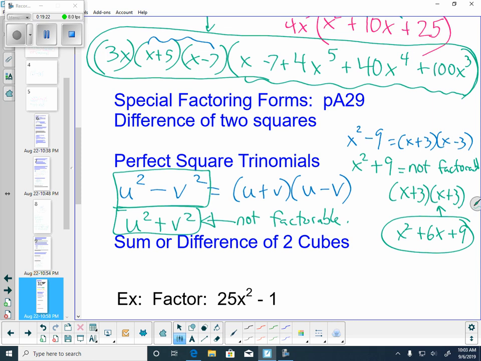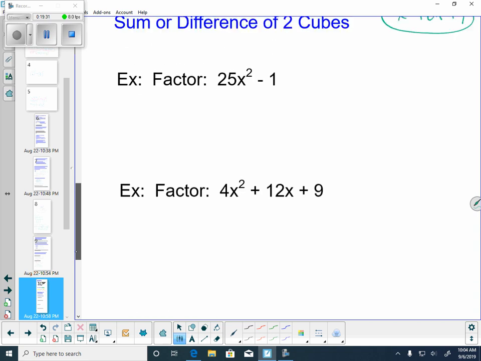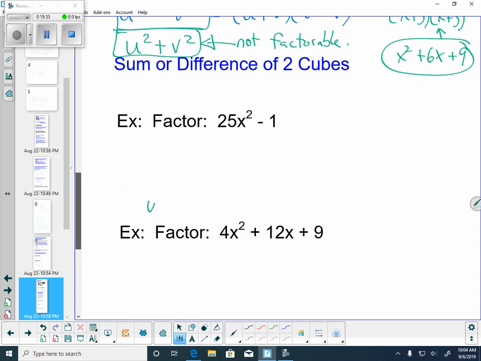What else do they have on here? They have factoring forms for perfect square trinomials. So for example, if I want to factor u squared plus 2uv plus v squared, if I have something in this form, it will factor into u plus v times u plus v, or I could write it as u plus v quantity squared. All right, let's pause for a moment before we look at any others and factor this first one.